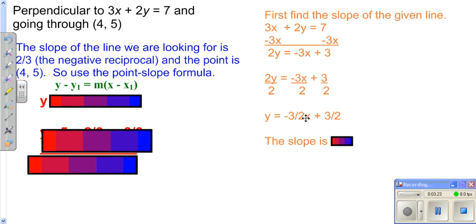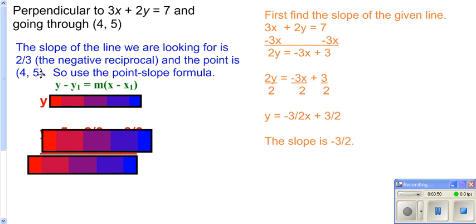Your slope then is always the number in front of x when y is on one side by itself. So our slope is negative 3 over 2. But since we are looking for perpendicular, you got to take that fraction, flip it upside down, and change the sign in front. In other words, our slope that we need to use, since it's perpendicular, is our 2/3. Our point is 4, 5.